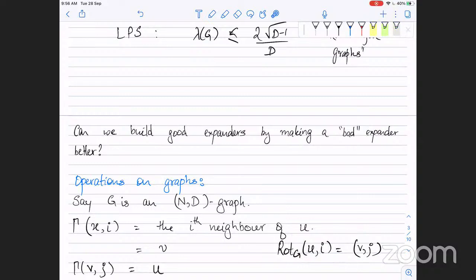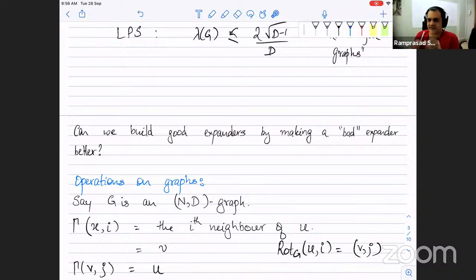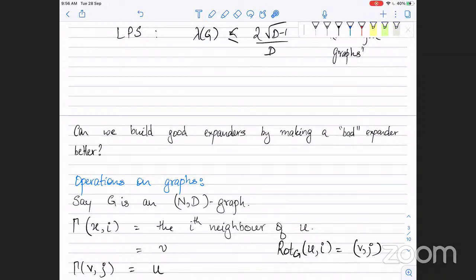Hi, I have a question. When you say ith neighbor, does it mean the neighbor at distance i? No. We'll just assume that every vertex has labeled its d outgoing edges: this is my first edge, second edge, third edge, etc. When I mean the ith neighbor, all I mean is, if I take the ith edge out of me, which vertex do I land up at?